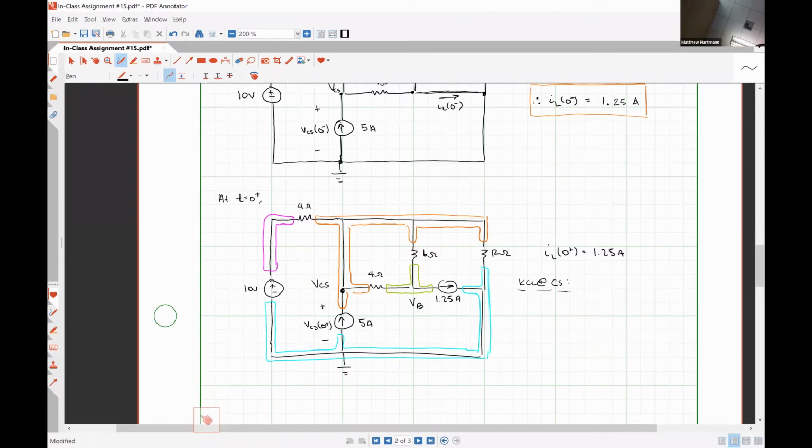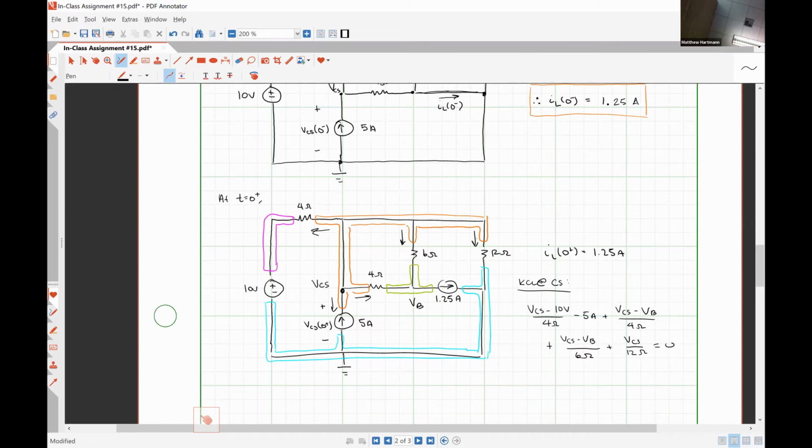So at our current source, we are going to have VCS minus 10 volts over 4 ohms, just like we had before, minus 5 amps. We're going to have VCS minus VB divided by 4 ohms. So this is all one equation, it's just a little larger. VCS minus VB over 6 ohms. And finally, VCS over 12 ohms is equal to 0. So to be clear, there's 1, 2, 3, 4, 5 different currents leaving node VCS, and I have taken account of all 5 of them.